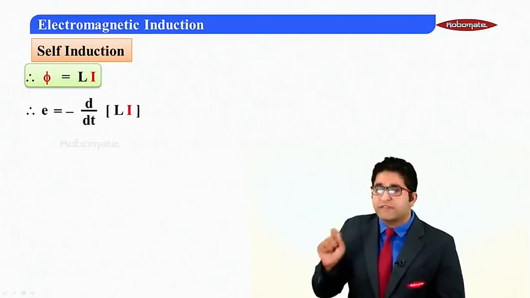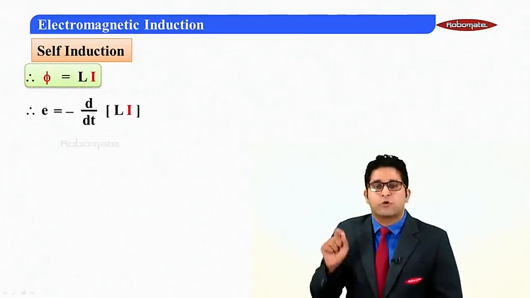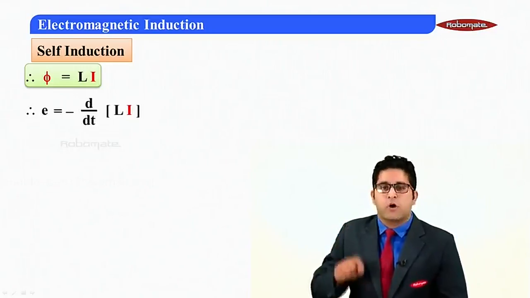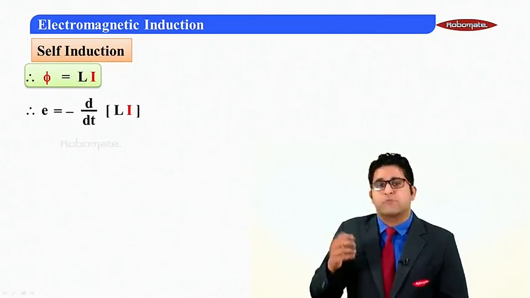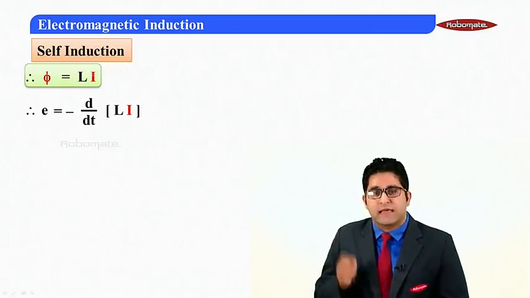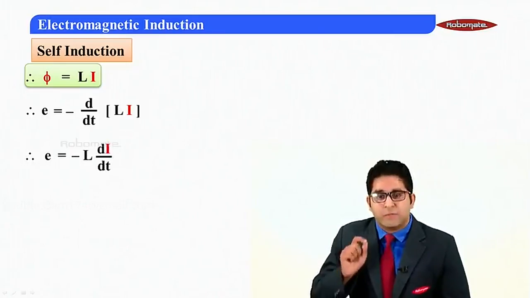Now students, over here, what is L? L is the constant of proportionality and it is referred to as the coefficient of self-induction, or self-inductance. And since it is constant, it will come out of the differentiation sign. So what will I get? I'll get E equal to minus L into di by dt.